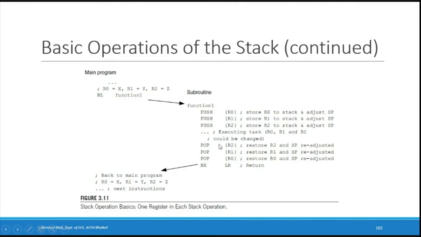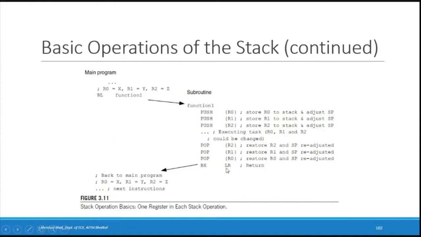Then after the task, you have to pop those registers back: pop R2, pop R1, pop R0, because you have to pop in the reverse order. The pop operation has to be in reverse order because stack is last in, first out, right? Whatever you have pushed last will be popped out first. So R2 is at the top of the stack, so you have to pop R2 first, then R1, then R0, and at the end, branch with the link register.